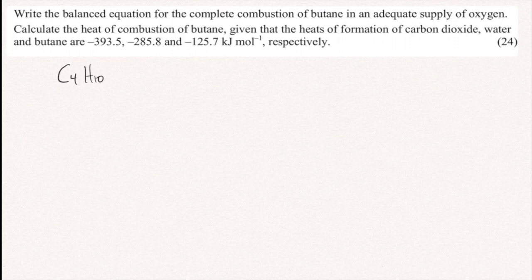Step 1. Write out the balanced equation. Simply write out the reactants and the products and ignore the number of moles for now. Note, you will always have a fuel and oxygen on the reactant side, and you will always get carbon dioxide and water as a product. Now we balance the equation.